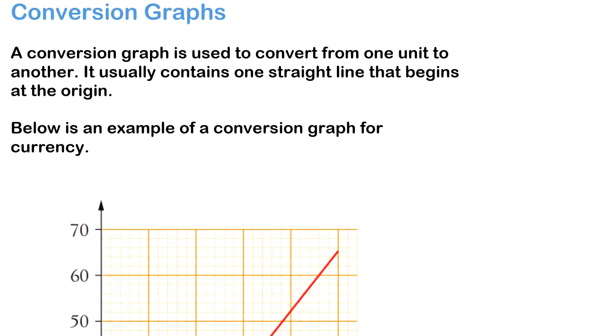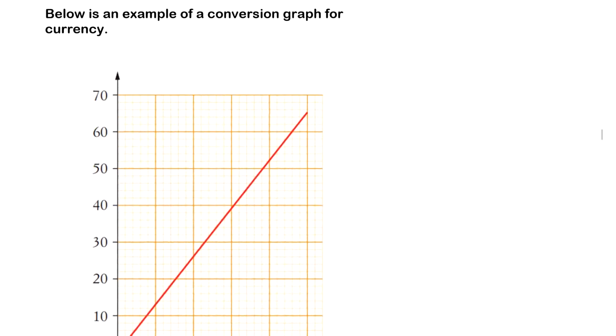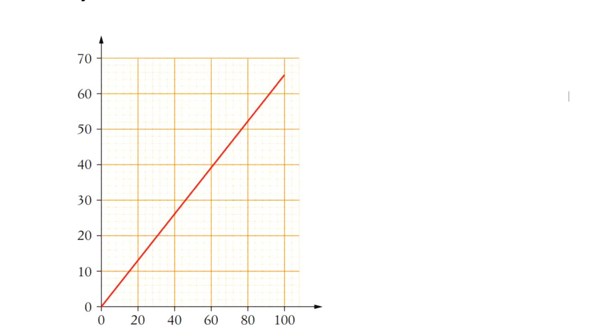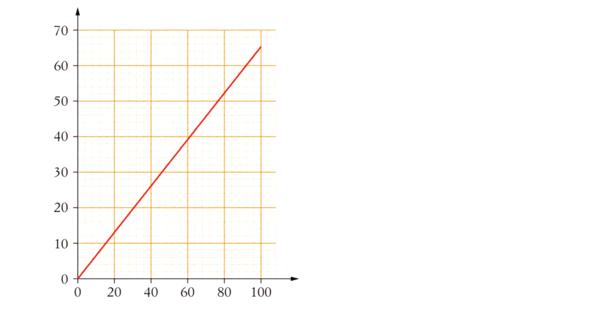In this video, we're covering conversion graphs. A conversion graph is used to convert from one unit to another, and it usually contains one straight line that begins at the origin. Below, as you can see if I zoom out, is an example of a conversion graph for currency. We're going to name it: this is currency A and this is currency B.